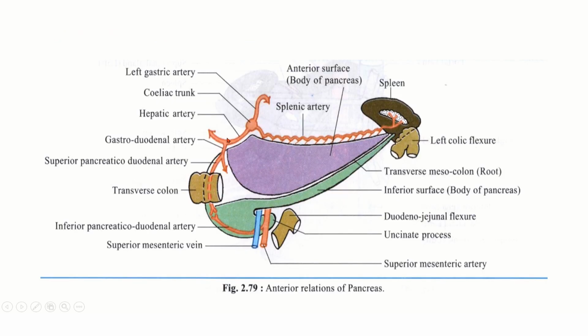You can see here, this is the superior border. So this is the tuber omentale, above which the celiac trunk is there. Right side hepatic artery, left side splenic artery.